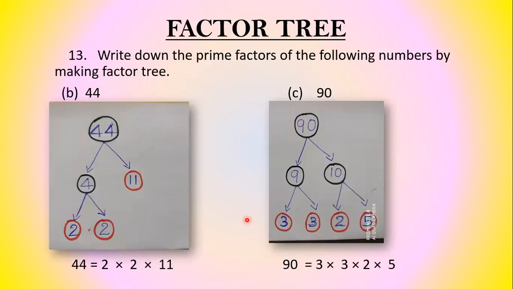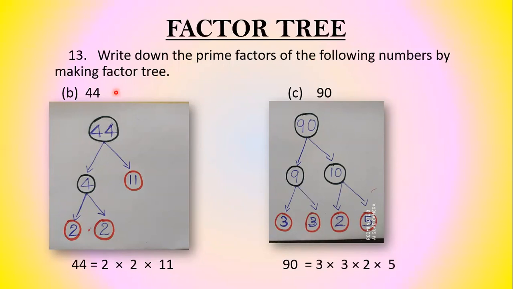In the factor tree method, we will be breaking down the number into factors, and the factors will be represented in the form of the branches of a tree. So it is called a factor tree. The question is: write down the prime factors of the following numbers by making a factor tree. The first number is 44.